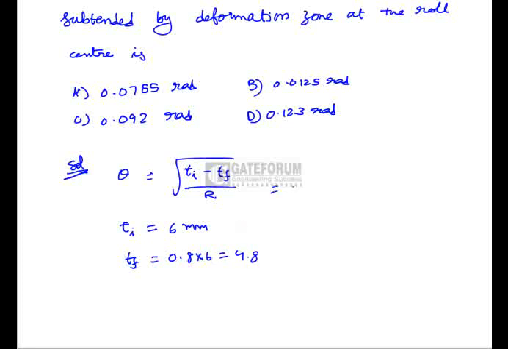So here theta is equal to the square root of (6 minus 4.8) by the radius of the rolls. The diameter of the rolls is 400, so the radius of the rolls is equal to 200 mm. It gives a value of 0.0775 radians. So in the options, the correct option is A. A is the right answer, 0.0775.